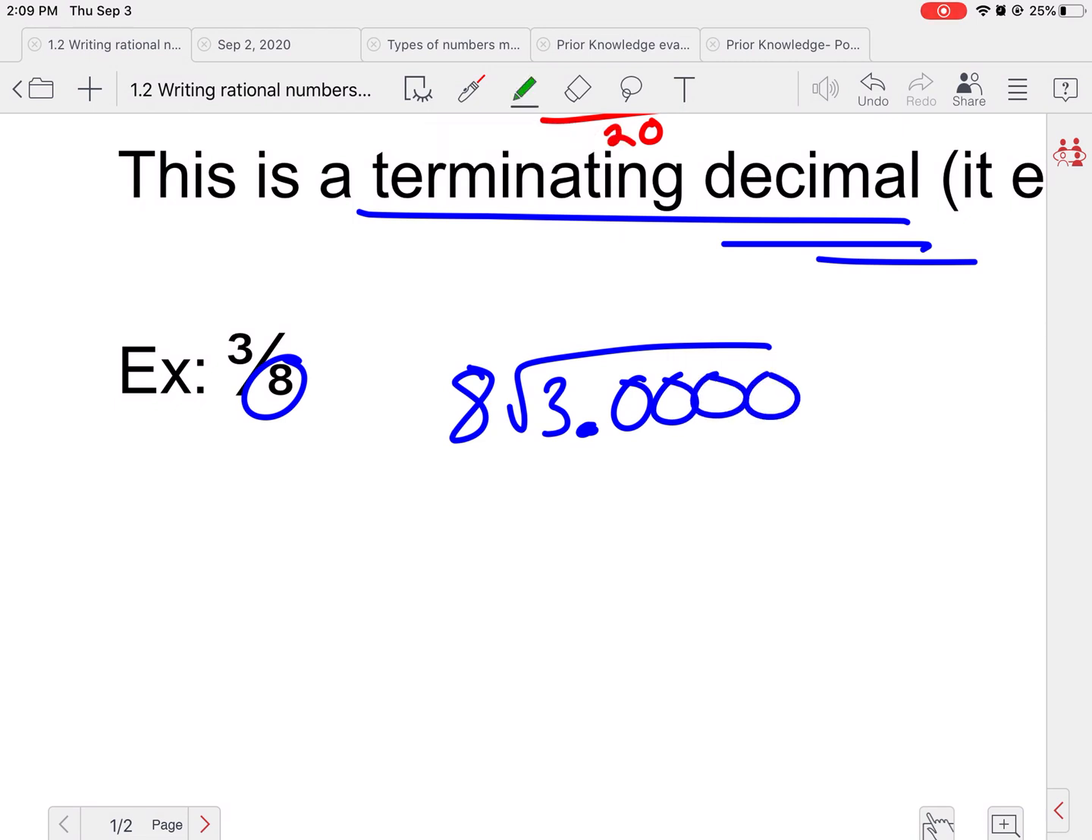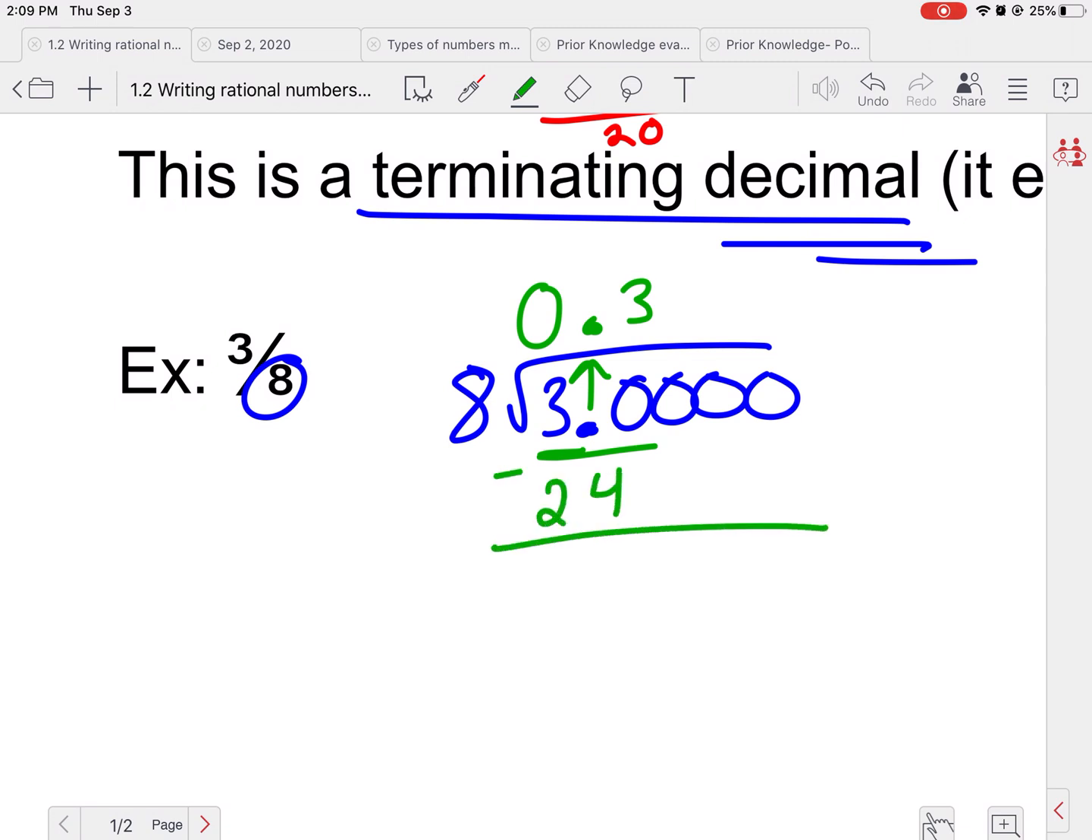Again, I'm going to say 8 does not go into 3, so I'm going to put a 0 and pop up my decimal. 8 goes into 30, though, and that would be 3 times. 8 times 3 is 24.